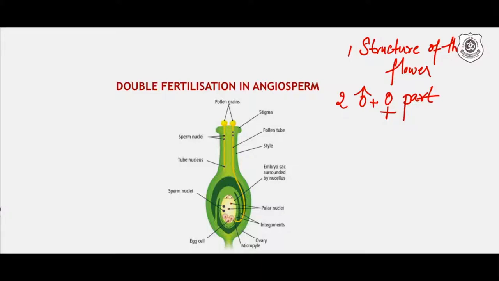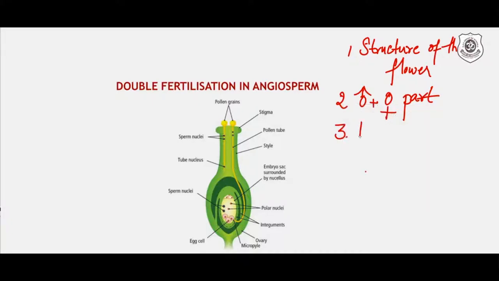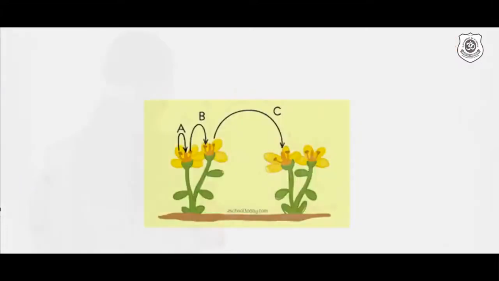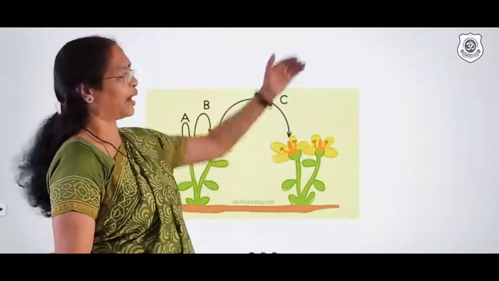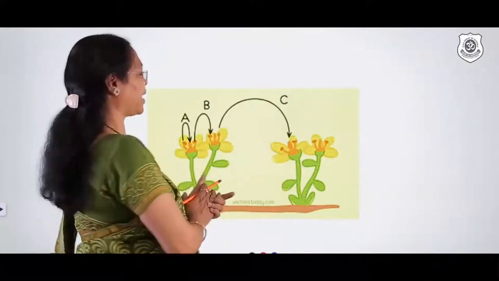The third one, beyond this, we have to talk about how fertilization will occur. Initially, pollination should happen. I will go to another slide. So pollination should happen. This is the third step. After learning the structure, the pollination should happen.